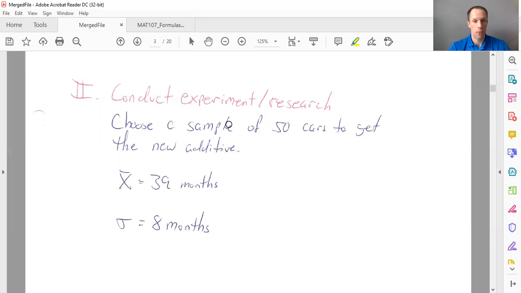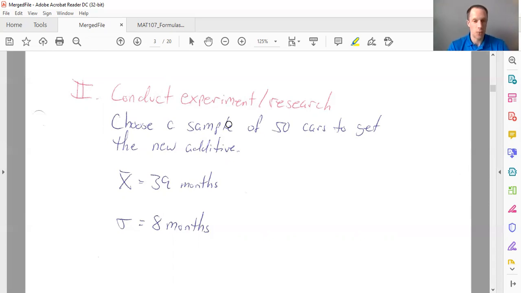Maybe the 50 people that we picked for our sample just take really good care of their cars, park them in the garage. Maybe they don't expose them to extreme weather conditions. Maybe the car batteries lasted longer for those reasons, not because the chemical made any difference. Or maybe it was the chemical that made the difference.